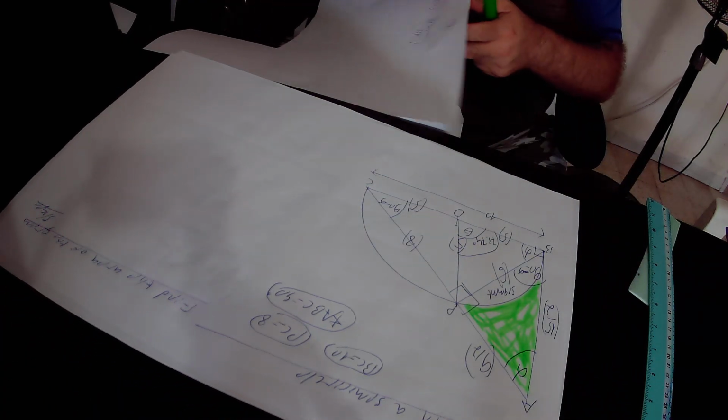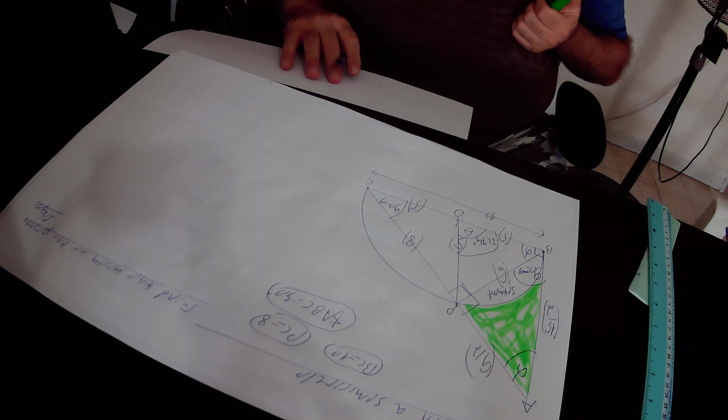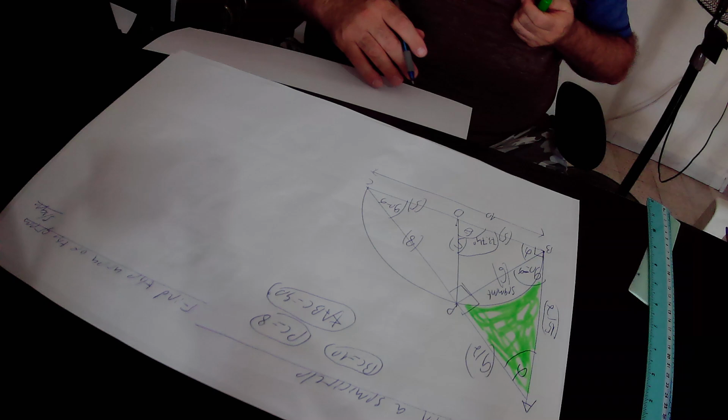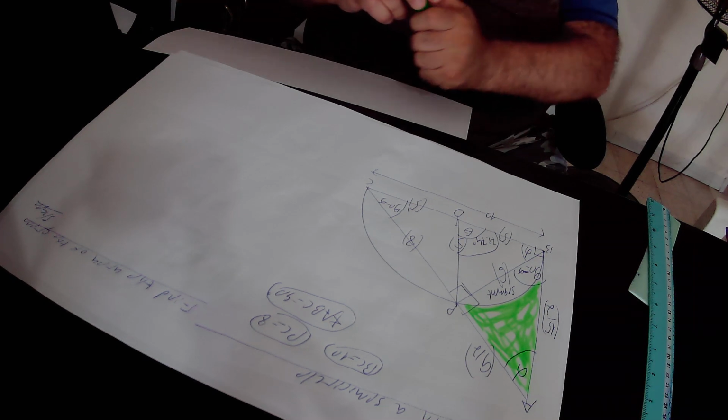What is the area of right triangle ABP? I'll copy the right triangle ABP here and we'll find the area of this right triangle.